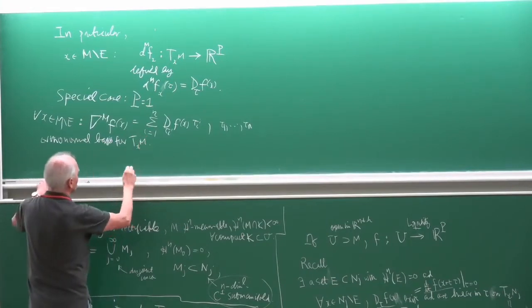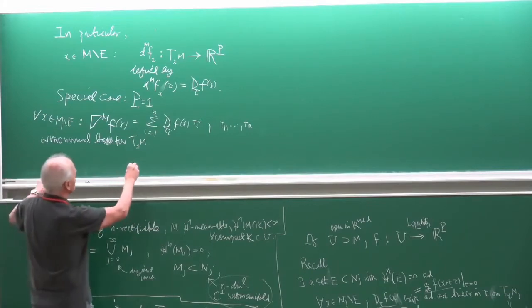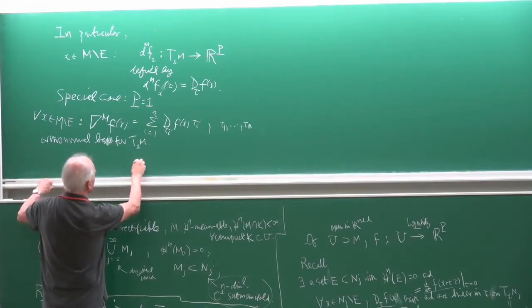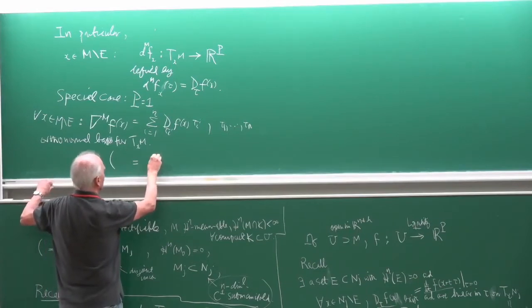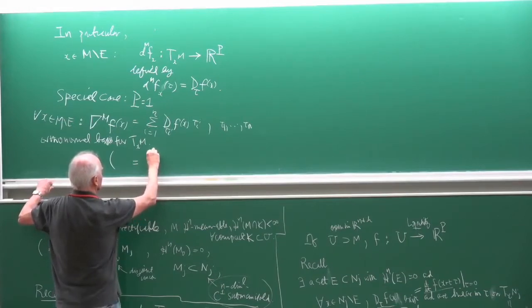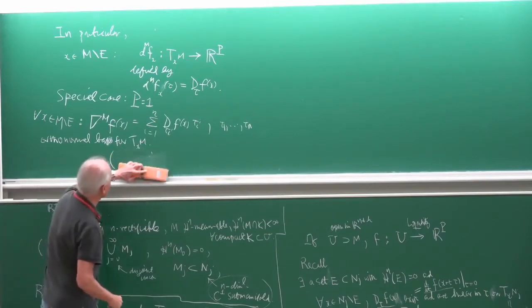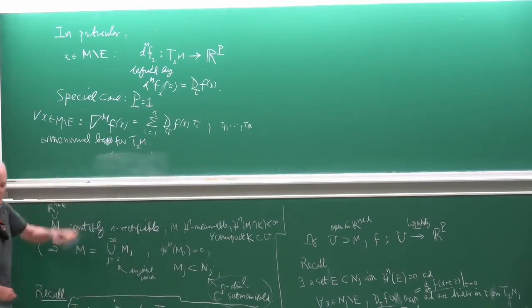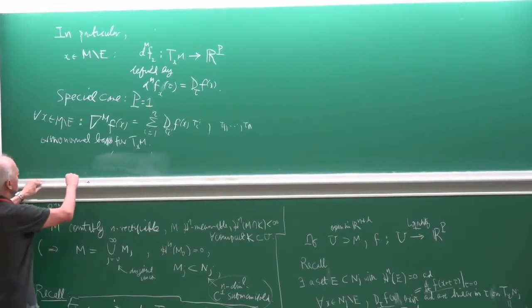We can also use the alternative expression that we derived, writing this as a sum from j equals 1 up to n. In fact, let me not bother with that for a minute because I want to mention something else. So that's the gradient of a real-valued function.